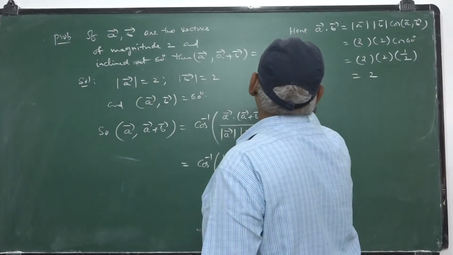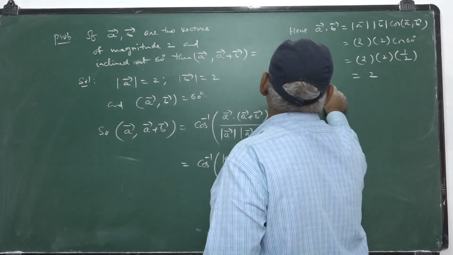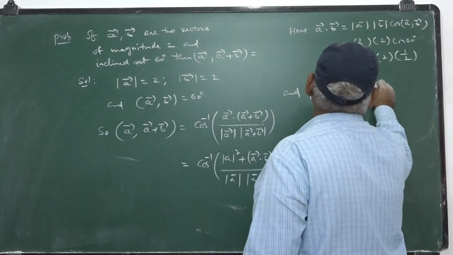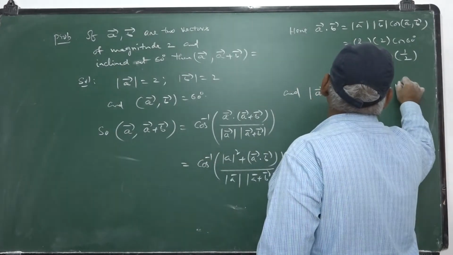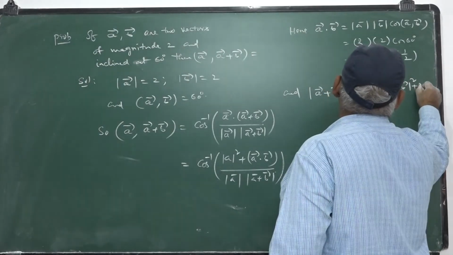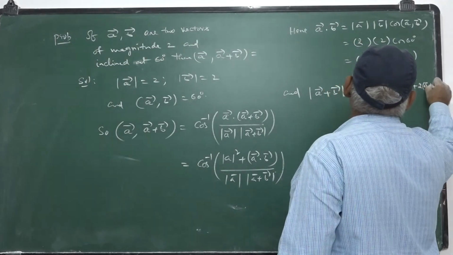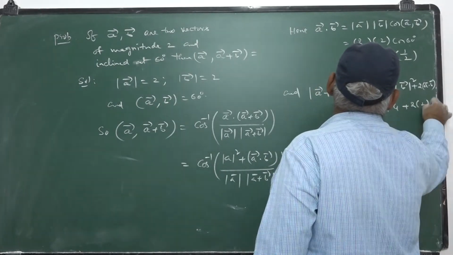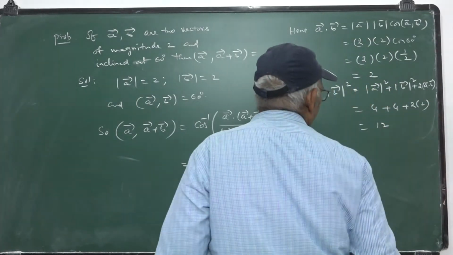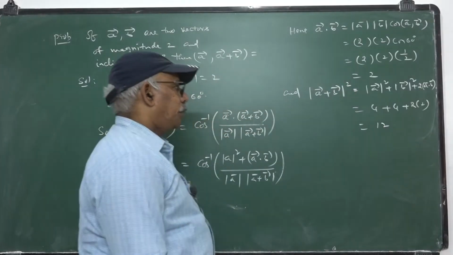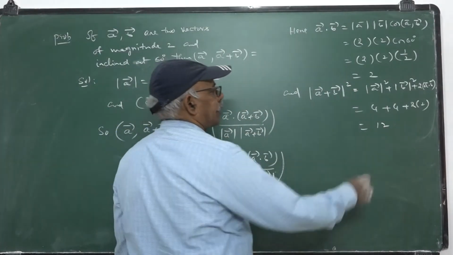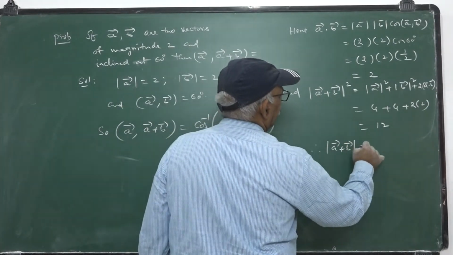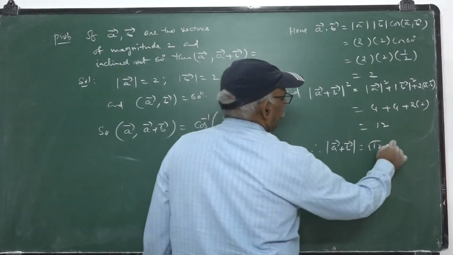Similarly, consider A bar plus B bar whole square, that is mod A square plus mod B square plus 2 A dot B. This is 4 plus 4 plus 2 into 2, of course. This is clearly 12. Modulus of A bar plus B bar whole square is 12. Therefore, modulus of A bar plus B bar is root 12, that is 2 root 3.